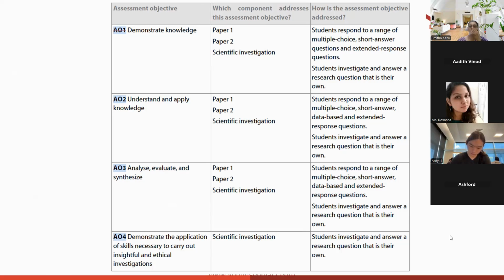And AO4 is only applicable in your data analysis as well as your IA or extended essay that you have done. So basically in the theory paper, you will have only 3 assessment objectives, AO1, 2, and 3.